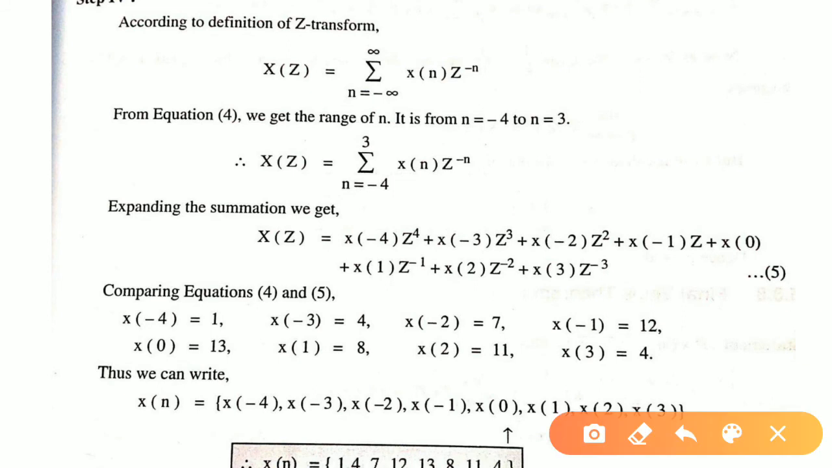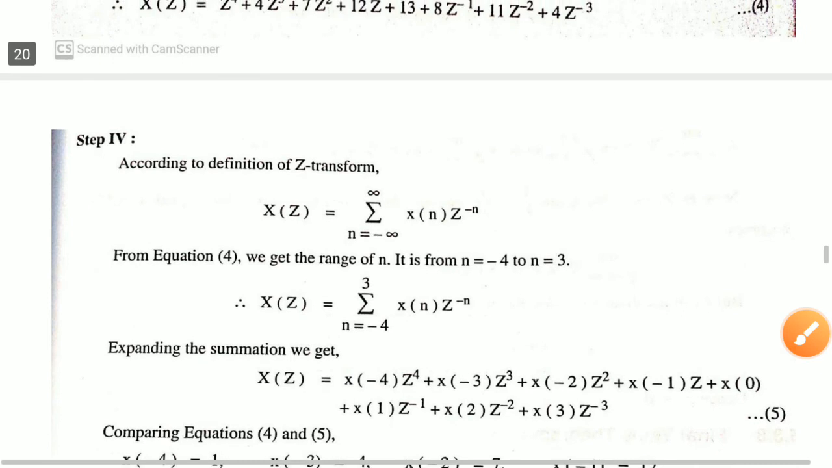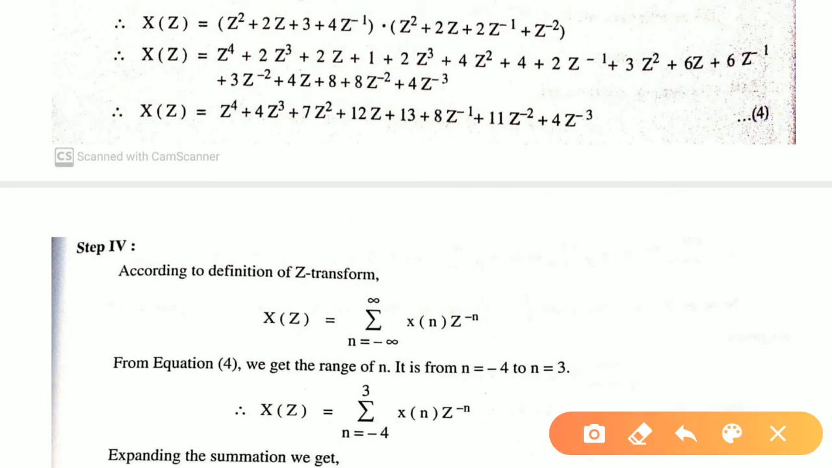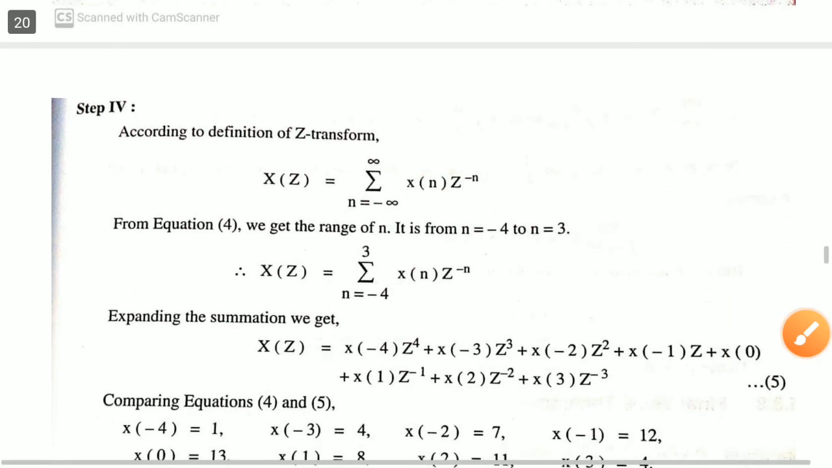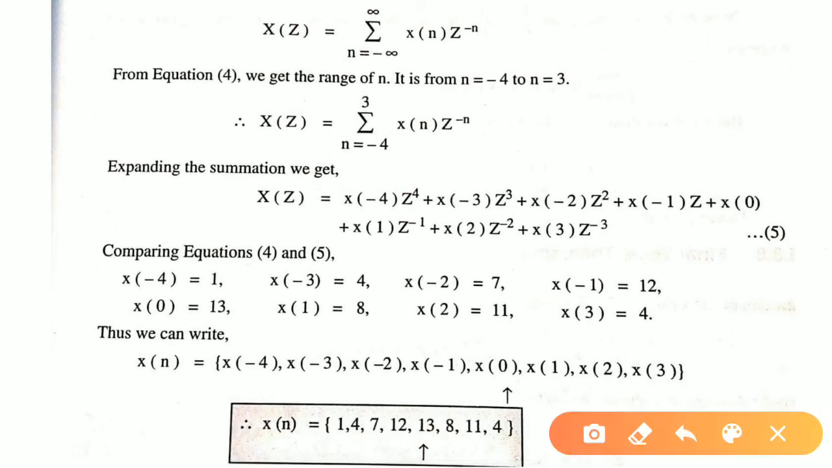So this is the basic equation of the z transform. After watching this final equation, the limits become -4 to 3, because here is z raised to 4 and here is z raised to -3. Just put it here: n is equal to -4 to n is equal to 3. Just expand this. After expanding, what are we getting? x of -4 z raised to 4, x of -3 z raised to 3, and similarly the last one will be x of 3 into z raised to -3.